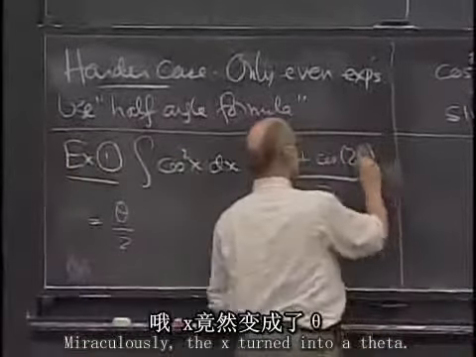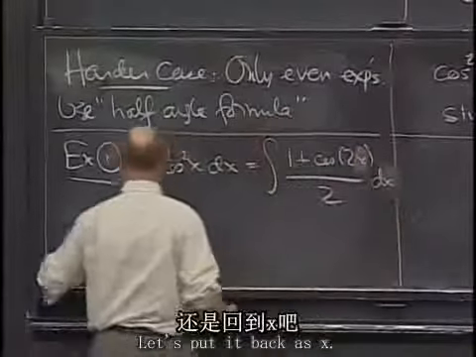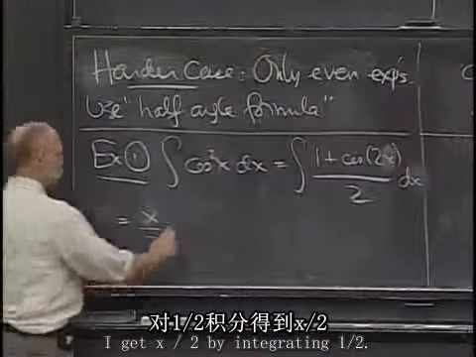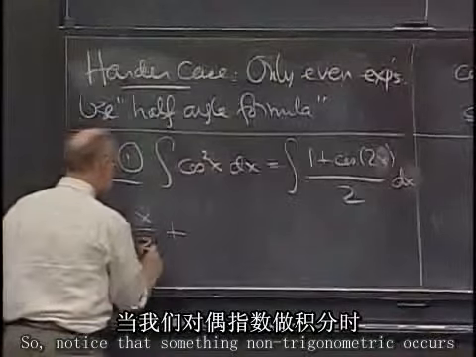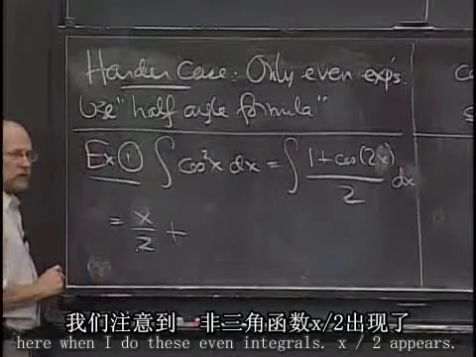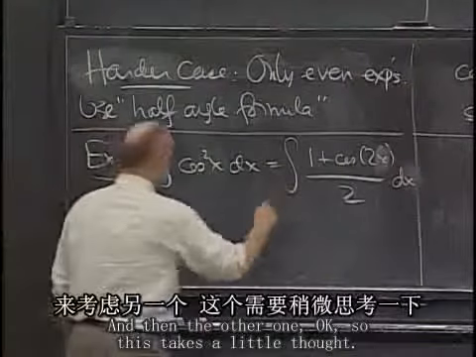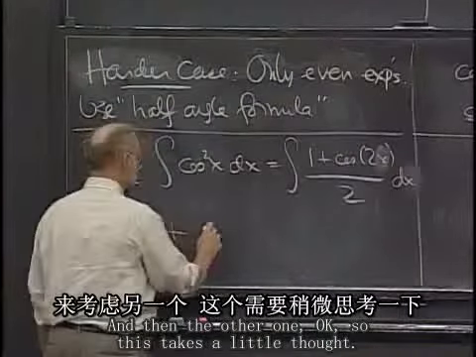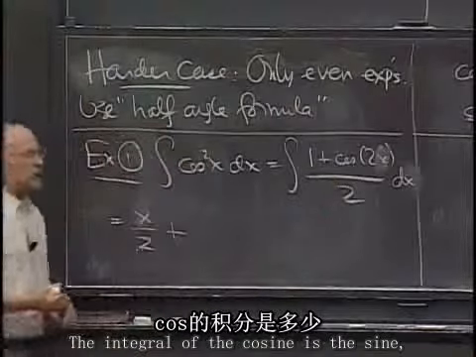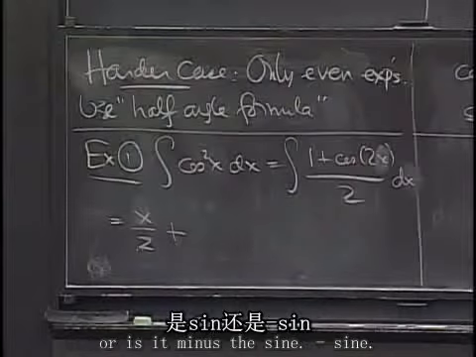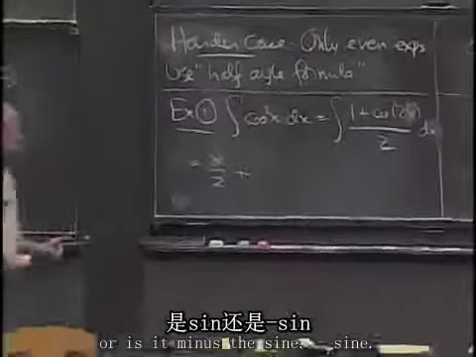Integrating 1/2 gives me theta over, miraculously, the x turned into a theta. Let's put it back as x. I get x over 2 by integrating 1/2. So notice that something non-trigonometric occurs here when I do these even integrals. X over 2 appears. And then the other one, okay, so this takes a little thought. The integral of the cosine is the sine, or is it minus the sine? Negative sine.